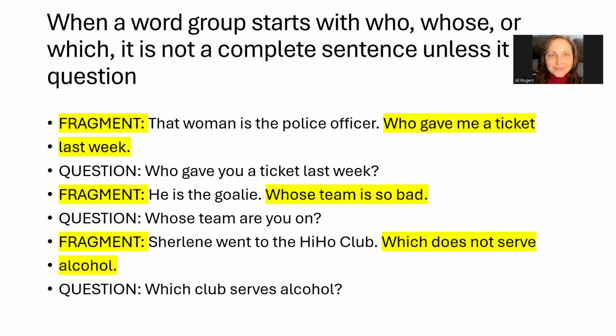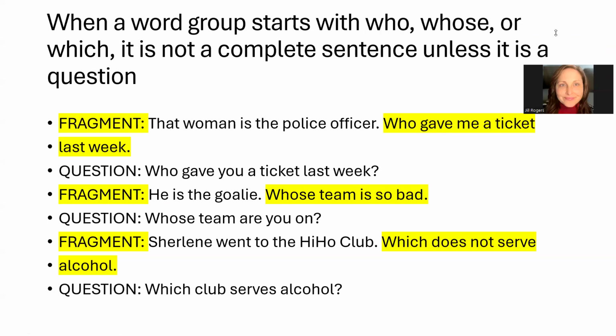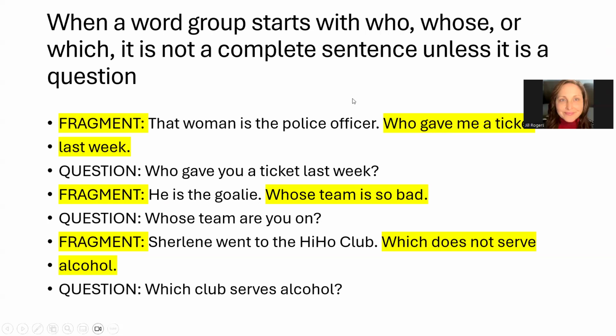Again, here are your dependent words. So when a word group starts with, oh yeah, this is special because also, of course, we have questions, right? But these actually cause fragments more often than I would expect. I have seen these start fragments sometimes. Remember, when a word group starts with those question words, who, whose, or which, right?